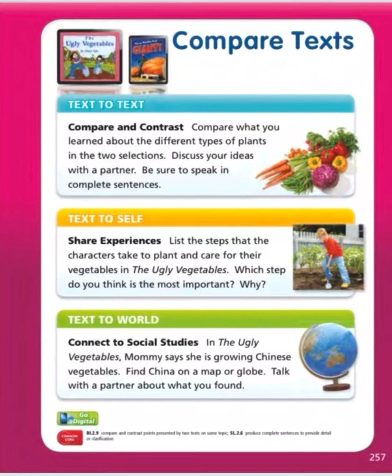Text to self. Share experiences. List the steps that the characters take to plant and care for their vegetables in The Ugly Vegetables. Which step do you think is the most important? Why? Text to world. Connect to social studies. In The Ugly Vegetables, Mommy says she's growing Chinese vegetables. Find China on a map or globe. Talk with a partner about what you found.